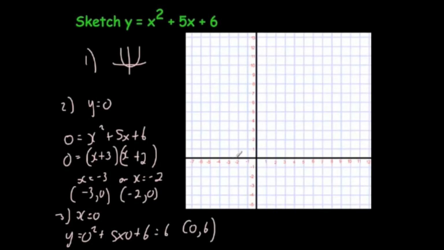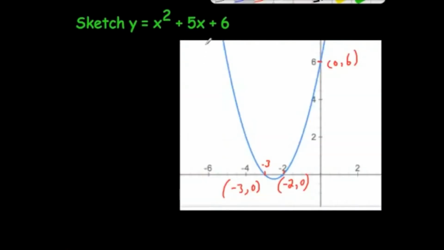So the key points on the graph will be this point here, minus 2, 0, here, minus 3, 0, and here, 0, 6. And then it would be a U-shaped parabola that would look something like that. It would go through the points. I'll just show you now. So it would look like this. It's going to go through minus 3, 0, minus 2, 0, and 0, 6, and that's a U-shaped parabola. Let's have a look at another example.